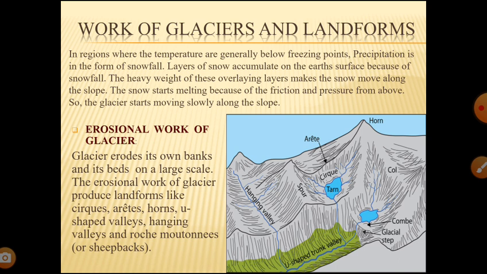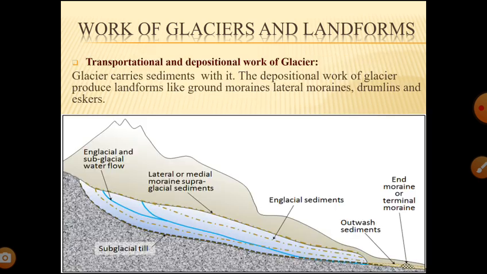Though its velocity is less, the mass of the ice is more, and hence the glacier erodes its own banks and its bed on a large scale. The erosion work of glaciers produces landforms like cirque, arete, horn, U-shaped valley, hanging valley, and rocky mountains. Children, by this diagram you can see the names and understand where each is.